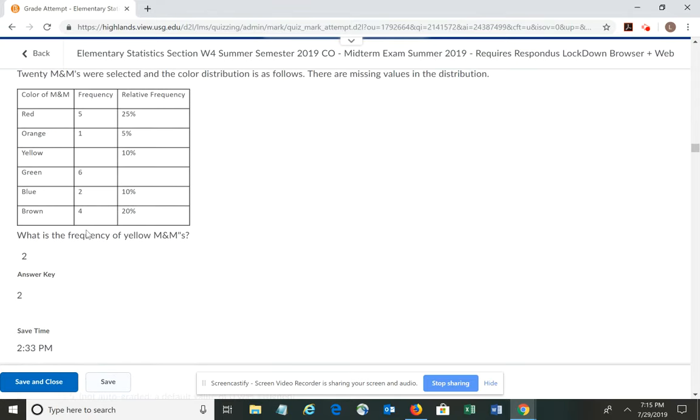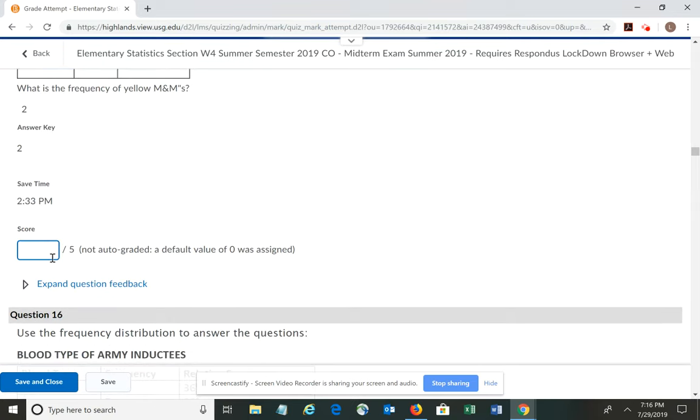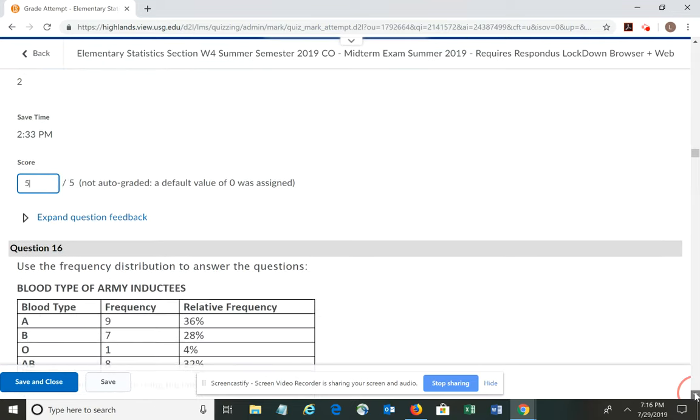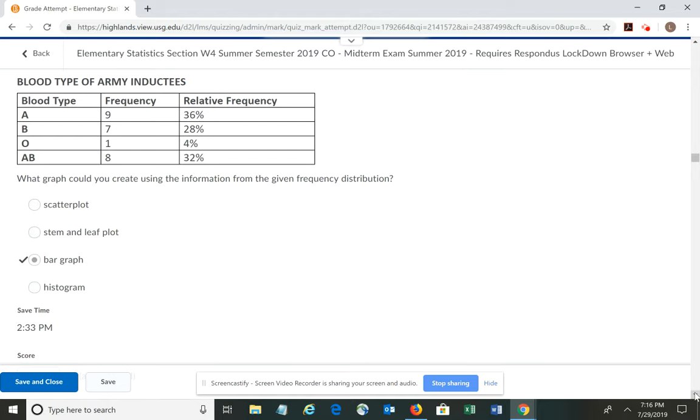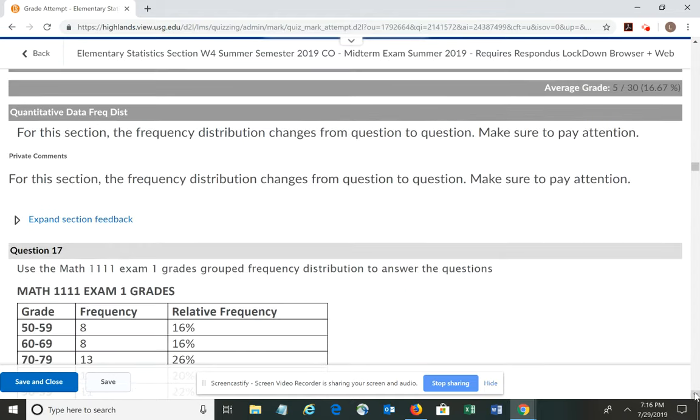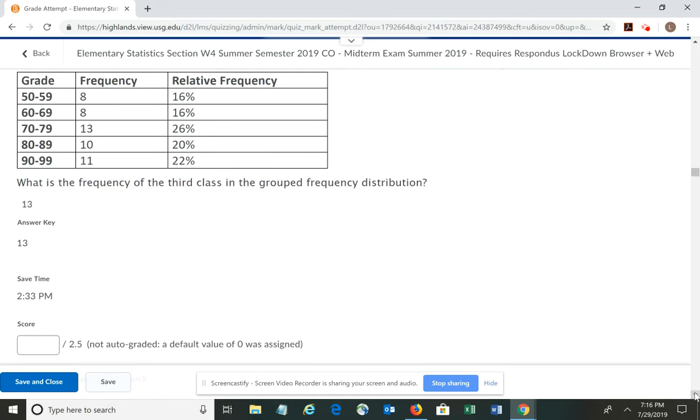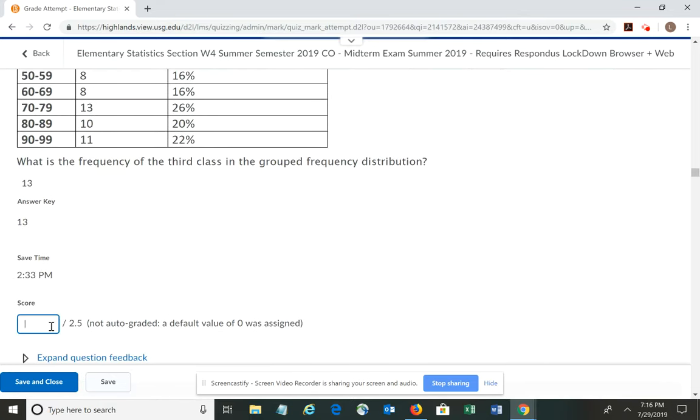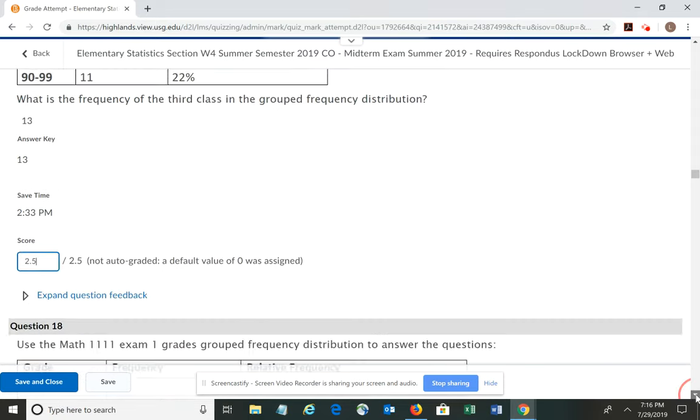Okay, what is the frequency of the yellow M&Ms? Again, I'm supposed to have 20 M&Ms. So I have 6, 12, 14, 18, and I need 20, so I'm missing 2. So the frequency of yellow is 2. It is correct. So I put in the 5 points. Okay. Then we get to the qualitative. Watch the numbers. Okay. It's correct. Once you get in the rhythm of this, it'll go reasonably quick.